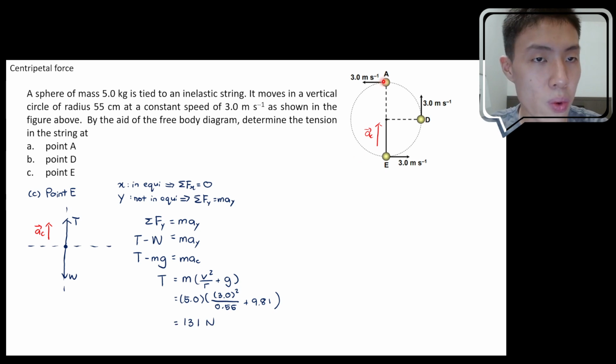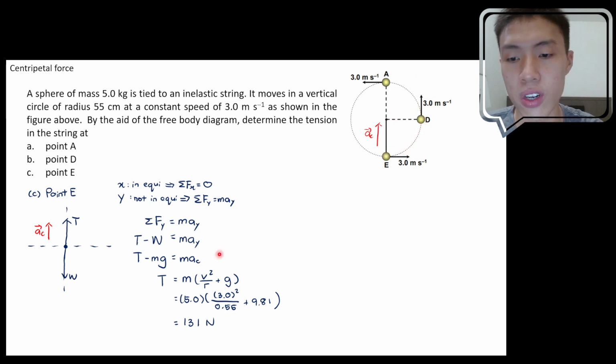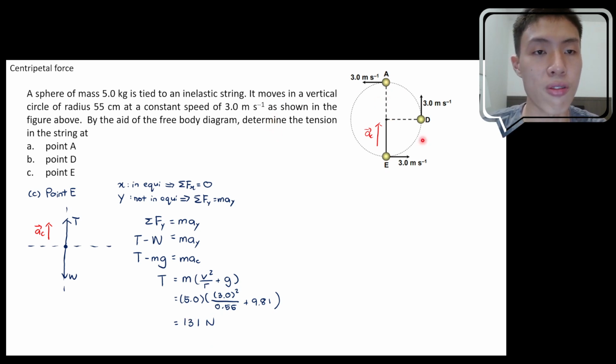So that means when the sphere reached the bottom of the circular path, the pull exerted by the rope over here will be even larger than all the other points before this. So it will be a very mild pull, but the pull gets greater and greater until you reach the bottom where the pull reached the maximum, which is 131 Newton. Okay, so this is how we find the tension of the string at different positions during a vertical circular motion.